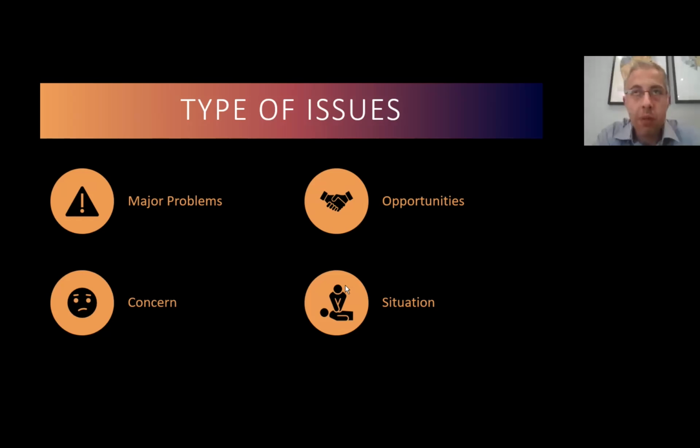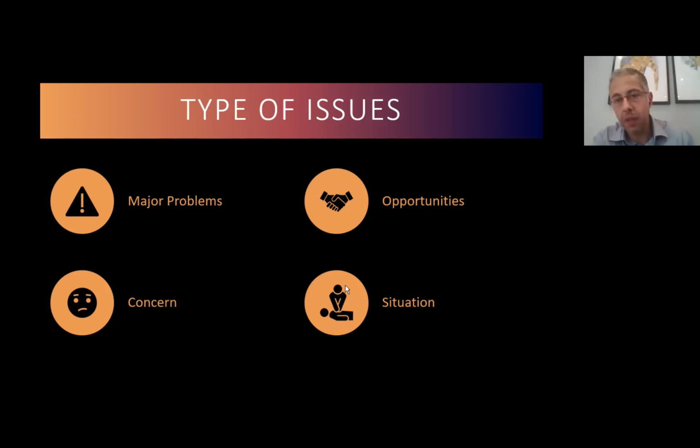For example, there's a problem, but it's not a so big thing. It's just a small coordination problem, but it can create a major problem afterwards. And these concerns are so important to understand what is going on at the site and to understand the root causes of major problems. So concerns are another type of issue which are so important.